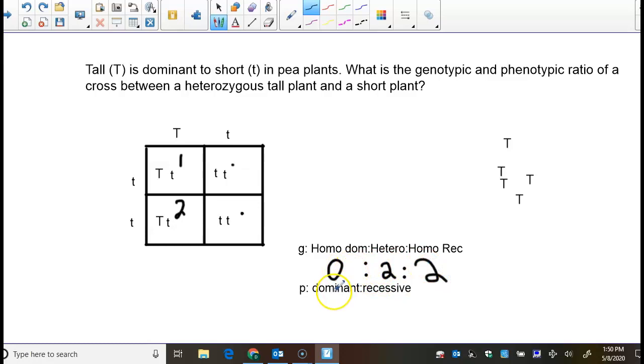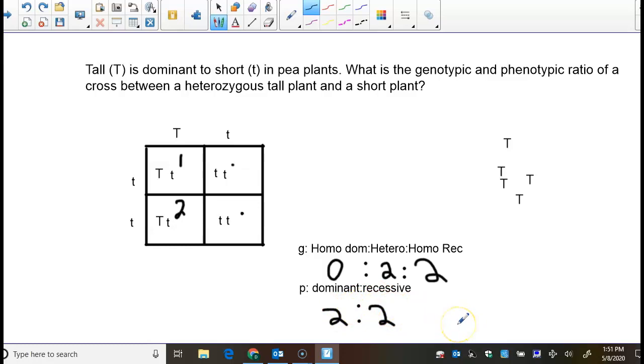Now, phenotypic ratio is where I want to know dominant to recessive. So how many of these are dominant? Well, as we know, big T is dominant to little t, so these two are going to be tall. So we're going to have 2 tall. And then here we have 2 that are little t, so there are going to be 2 that are recessive. So that is going to be a 2 to 2 phenotypic ratio.